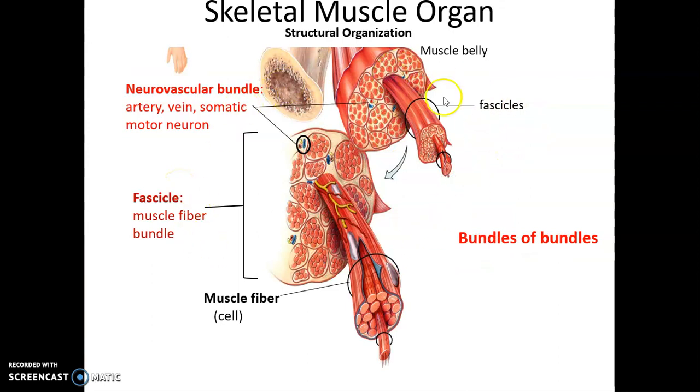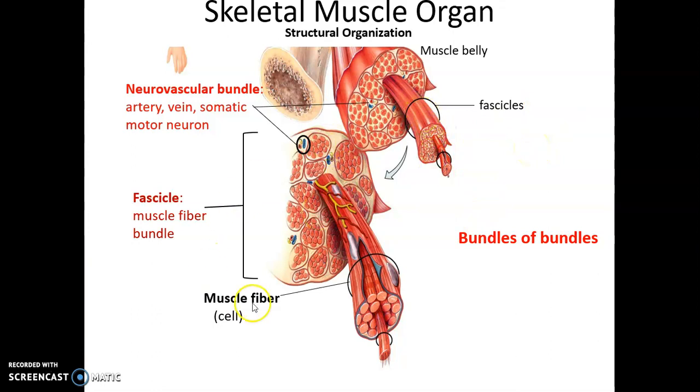When you look inside the muscle itself, you see that it is made up of these structures called fascicles. So you have many, many fascicles bundled up in the muscle organ. Also found with the fascicles are what are called neurovascular bundles. These are where you'll find an artery, a vein, and a somatic motor neuron grouped together in, as you can see, multiple places throughout the muscle organ.